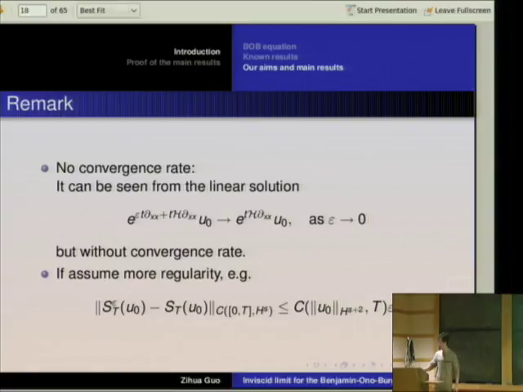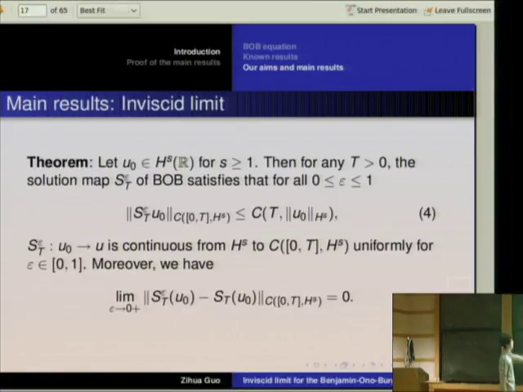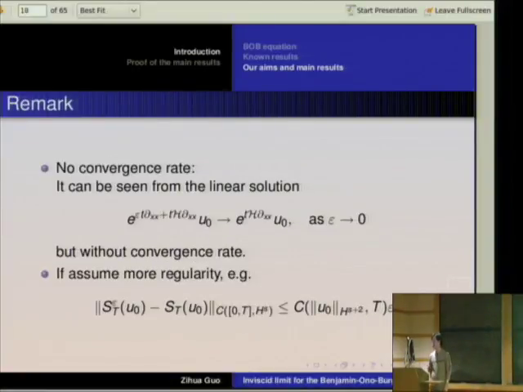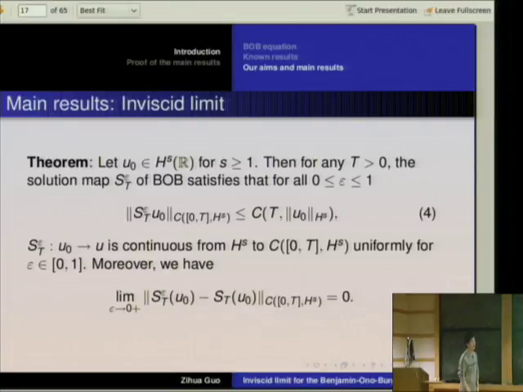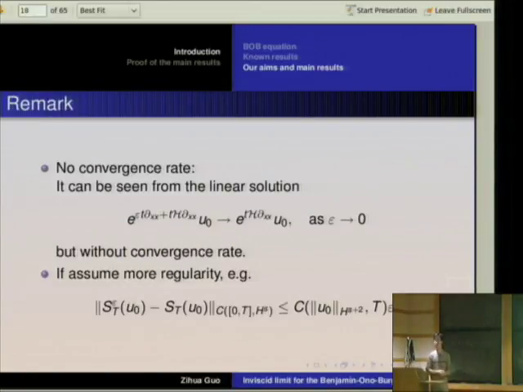So if you assume the same topology, if you start with H^s and you consider the limit in H^s, then there is no convergence rate. This can be seen from the linear solution. Would you go back just to the previous one? Okay. But you say there cannot be any rate. You're saying that there's no power of epsilon I can put on the right hand side. Yeah. That's what I mean, no convergence rate. This can be seen from the linear solution. If you let epsilon go to 0, this will go to the BO linear equation, but with no convergence rate if you do not assume u0 has higher order regularity.